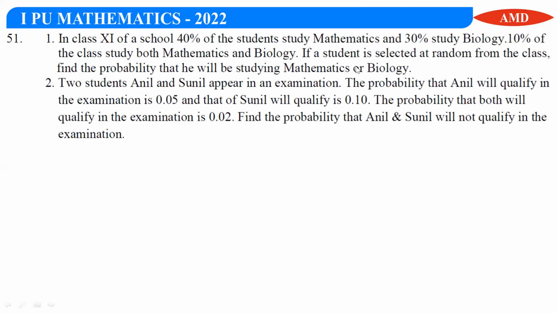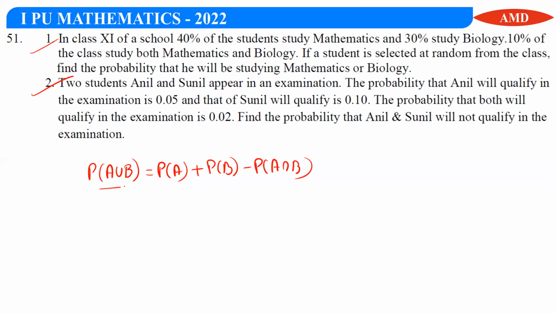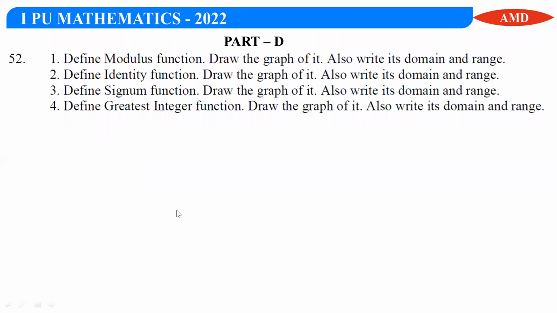We have the 51st question from probability, where you will have to use the formula probability of A union B is equal to probability of A plus probability of B minus probability of A intersection B. And easily you can solve this kind of questions. Only thing is that you should be able to identify what is given there. The data you will have to write first, and accordingly use the formula and find out the required quantity.